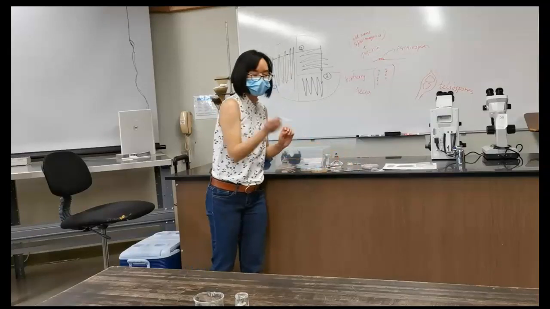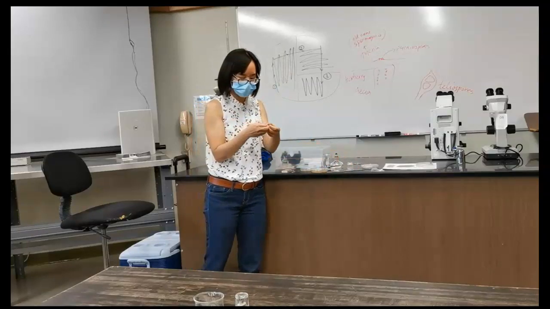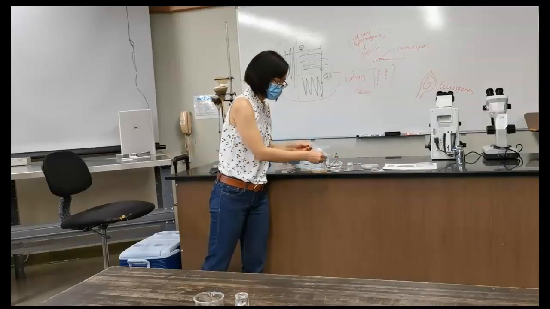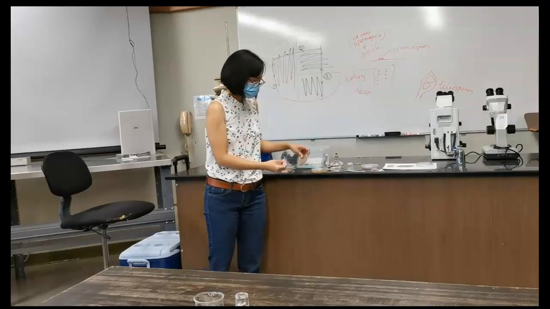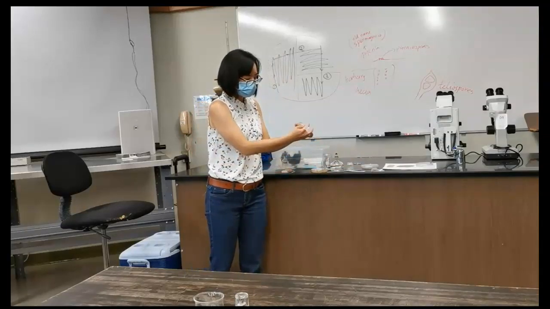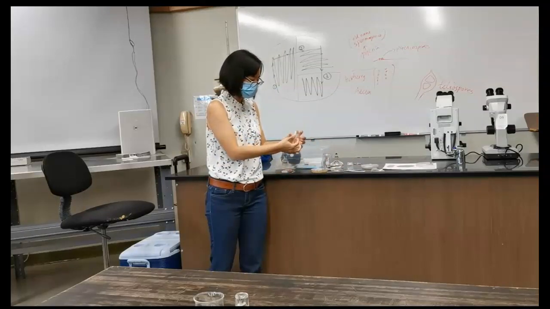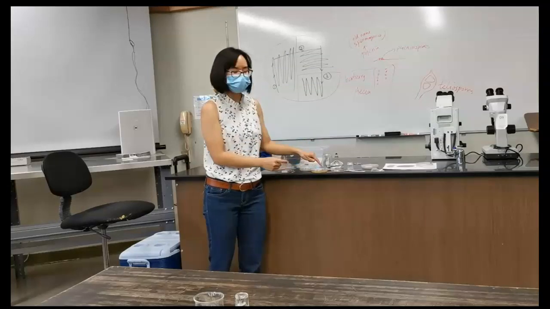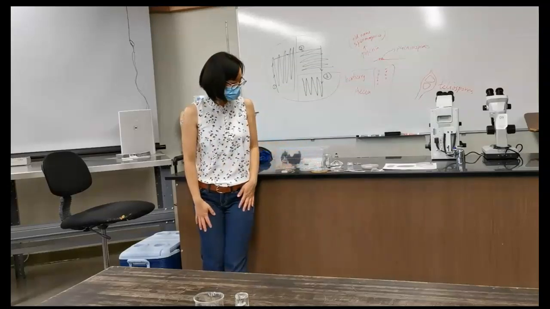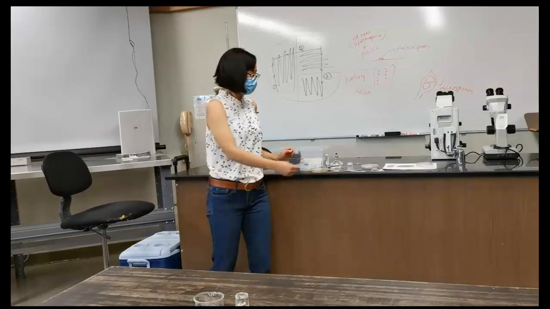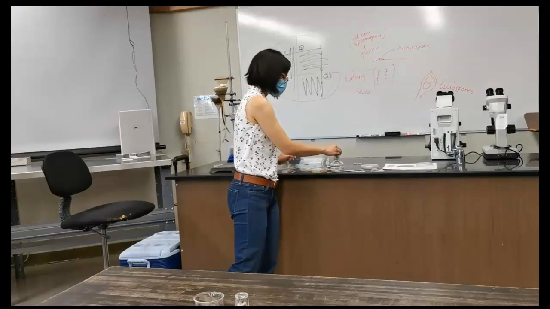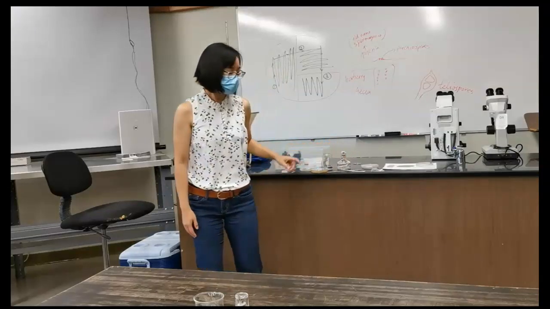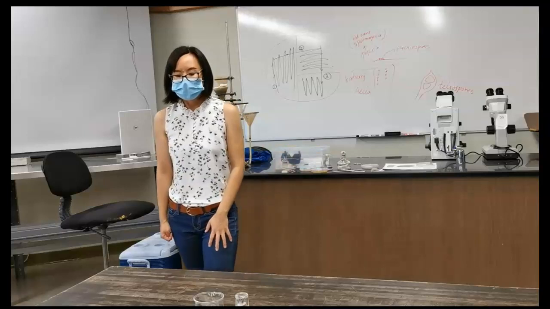After that, I need to parafilm my plate. So wrap the plate. And also wrap the mother plate as well. So that's it. And turn off the ethanol burner.